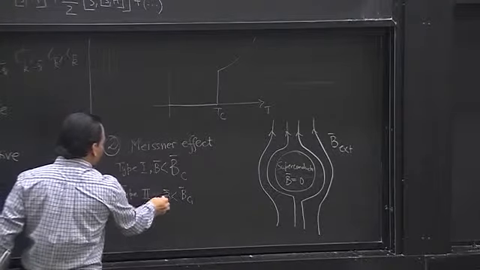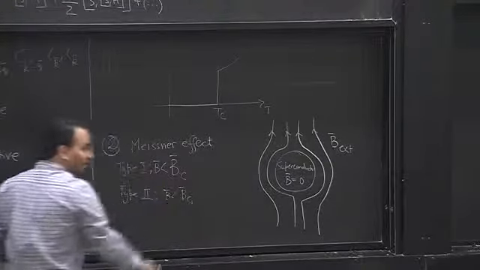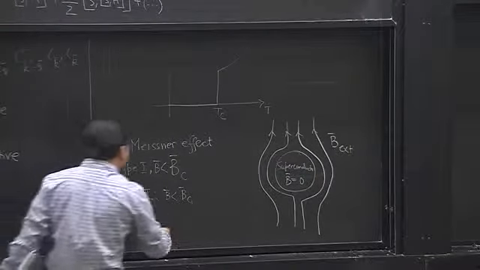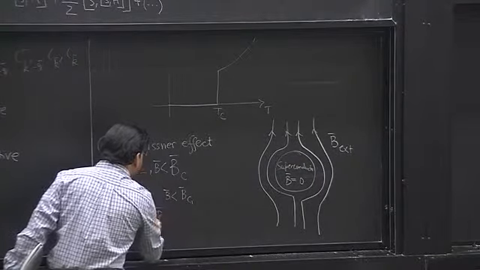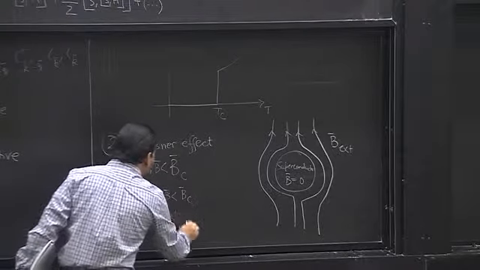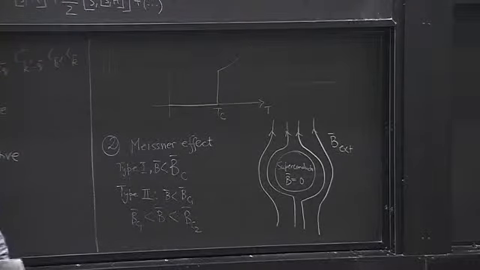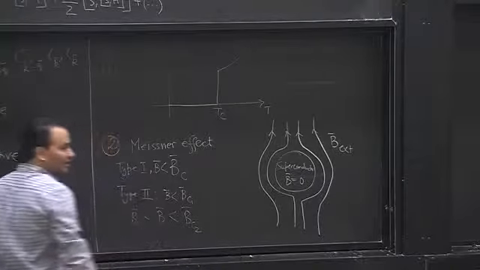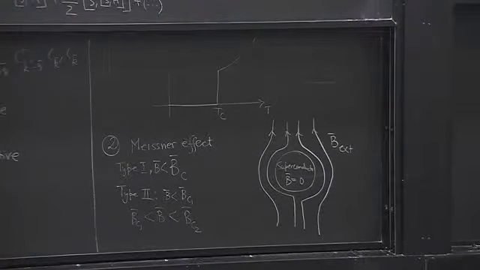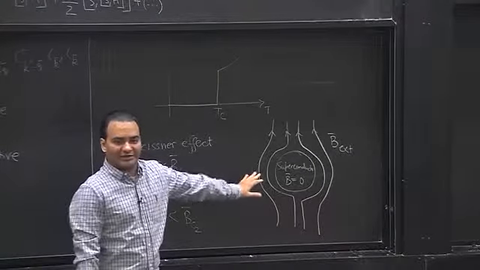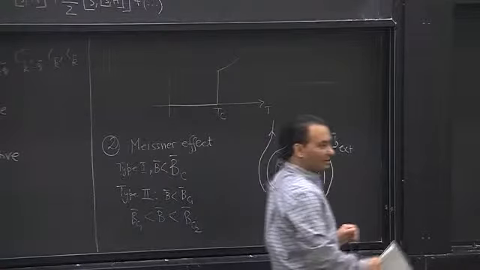For type 2, for magnetic field less than first critical field, you have Meissner effect. But there is a new phase where magnetic field is greater than the first critical field, less than the second critical field, where the superconductor does not become normal, but it allows some magnetic flux to go through it in the form of vortices. And then above the second critical field, it becomes normal. So this was again known experimentally, so they had to explain. Their theory must explain Meissner effect.